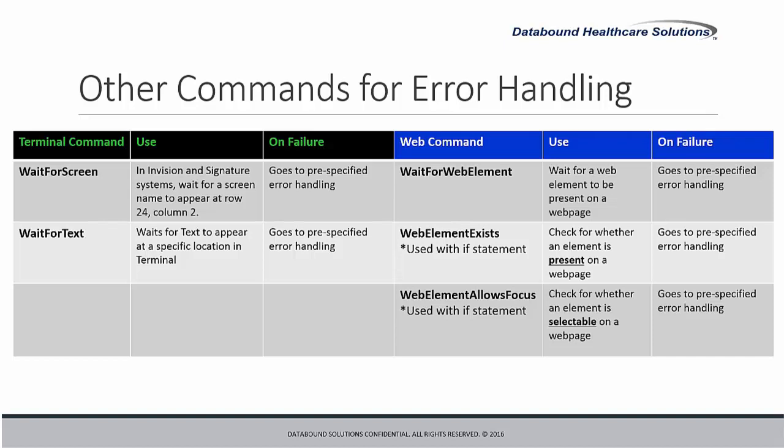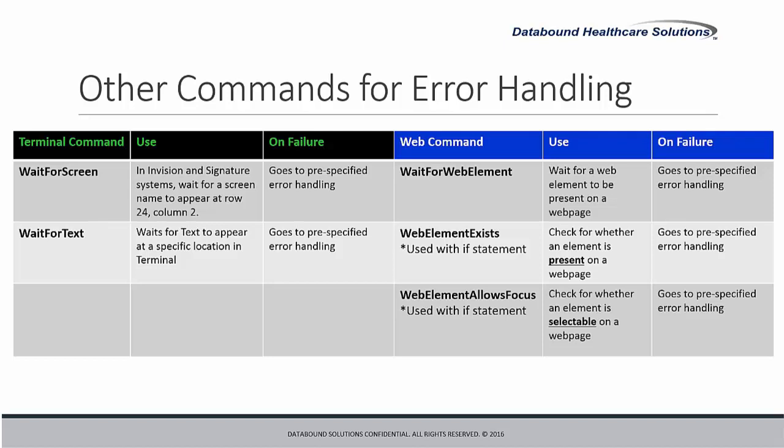But the other commands up here, wait for screen, wait for text, and wait for web element, you'll notice they don't have the go to at the end of it. That missing go to is going to change the function of this command. Specifically, when you fail this command, instead of going to a specific label, this is going to go wherever you told it to go with error handling. So if I said on error, go to error handling label, when it hits this wait for screen, if it fails the command, it's going to go to my error handling label because I told it on error, go to someplace. Same thing for wait for text.